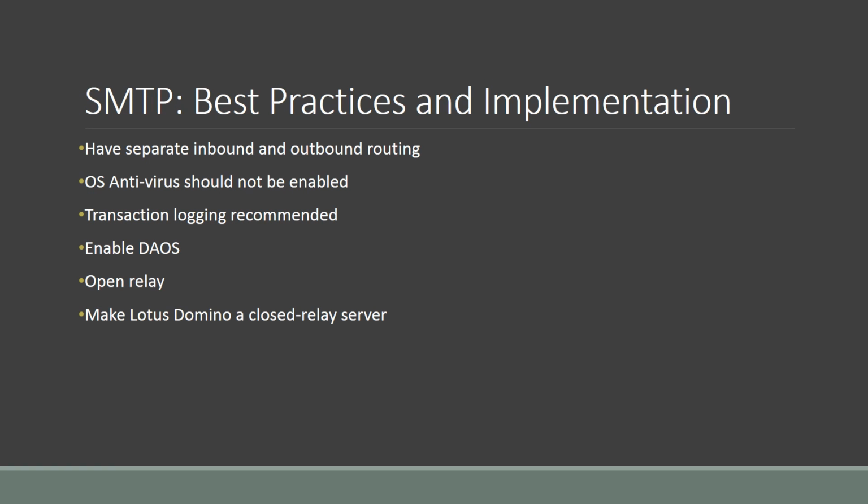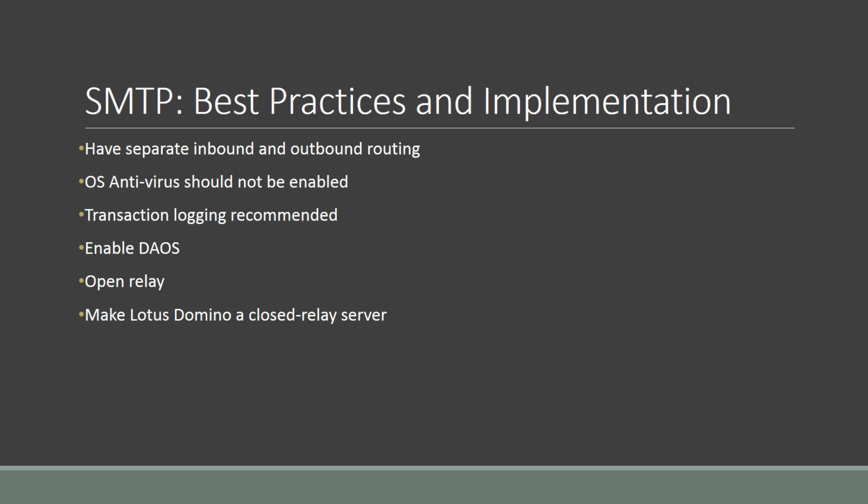Alright, best practices and implementation for SMTP. In a large user-based company with multiple servers, it is common practice to have separate inbound and outbound routing because it simplifies troubleshooting under normal circumstances. Single servers at each of these points would represent the simplest configuration. OS antivirus should be enabled on Domino's data directory. The antivirus designed for the Domino mail server should not be disabled on mail.box. Transaction logging is recommended to be disabled on mail.box. DAOS enabling on mail.box is optional. It has no storage advantage, but enabling DAOS optimizes performance by not needing to copy bytes.